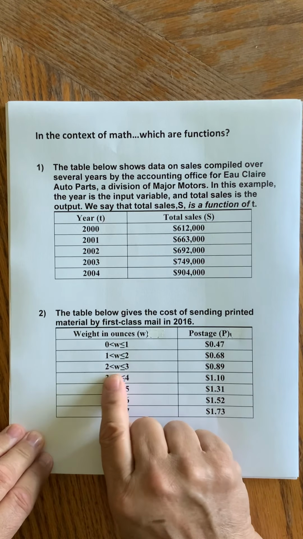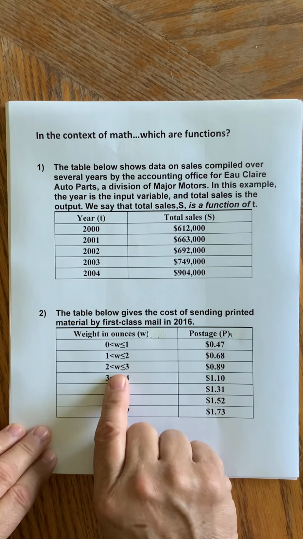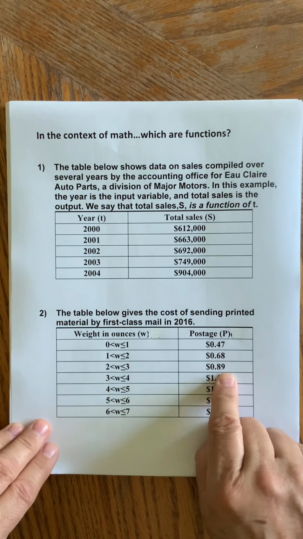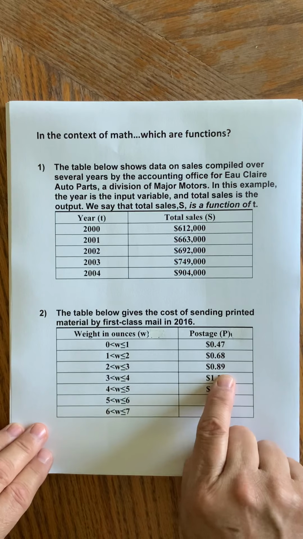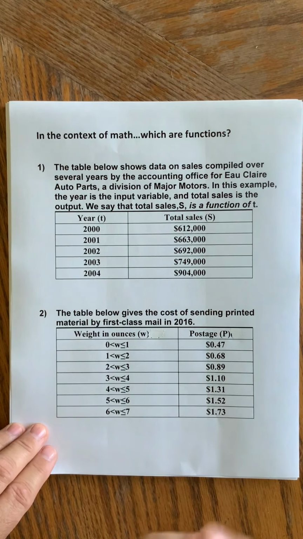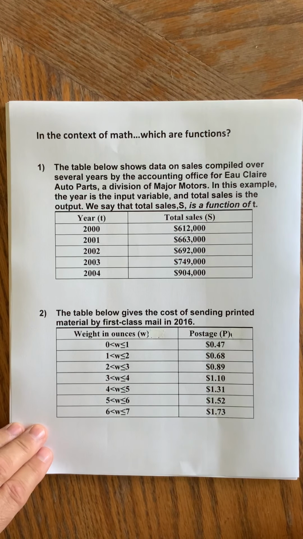If it weighs 2.5 ounces, I'll pay 89 cents. If it weighs 2.7 ounces, I'll pay 89 cents. If it weighs 2.9 ounces, I'll pay 89 cents. If it weighs 3 ounces, I'll pay 89 cents. In each case, when I go to the post office with a certain package and I know its weight, do I know what I'm going to pay?